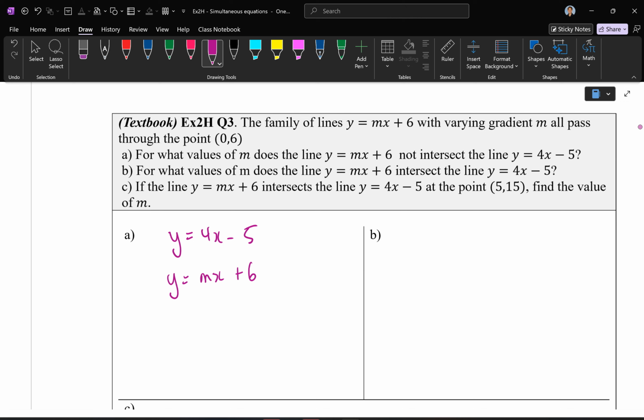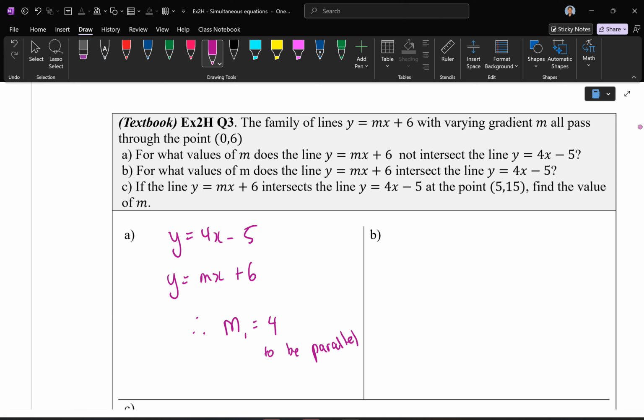That's all I do. See what I mean? So the answer for part A was that M had to equal 4 to be parallel. That's it. See, if you understand the theory, answering the question is easier. If you don't understand the theory and you look at this question, it looks scary because there's the M. So I want you to understand the theory. There's only three things that you know: no intersection, one intersection, and infinite intersections.